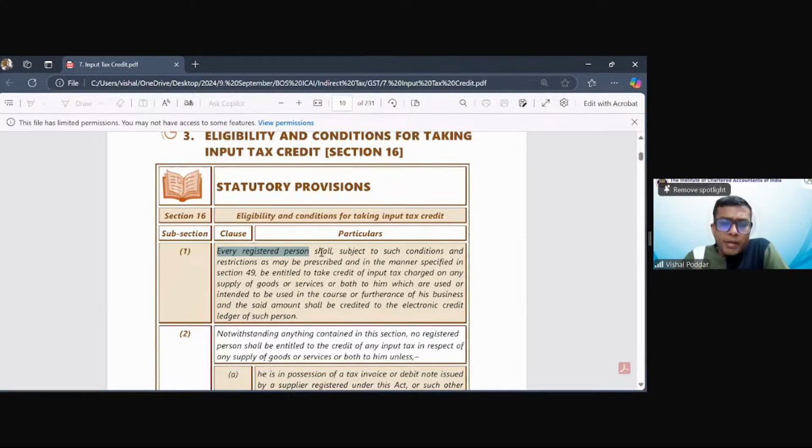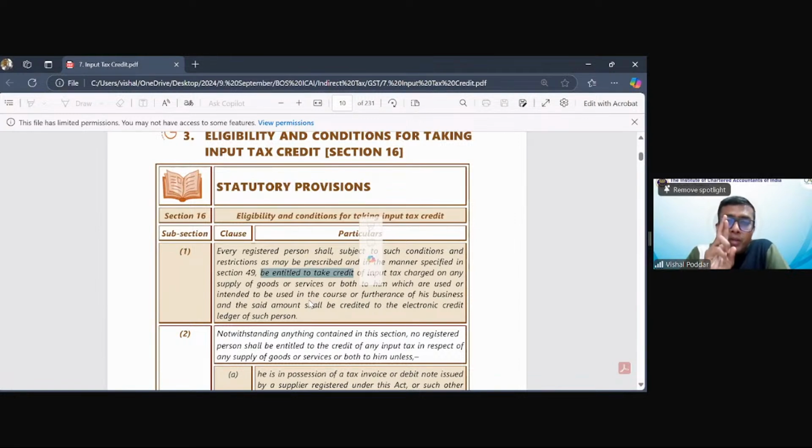Now what it says, every person shall be entitled to take the credit. Now what is taking credit? Taking credit means whatever taxes you have already paid on your input side, that tax you can put in your electronic credit ledger, and putting it in your electronic credit ledger is taking the credit. Taking the credit means it becomes a credit entry. Now, the most important point is that you can take this credit. This is the first step, which is taking credit.